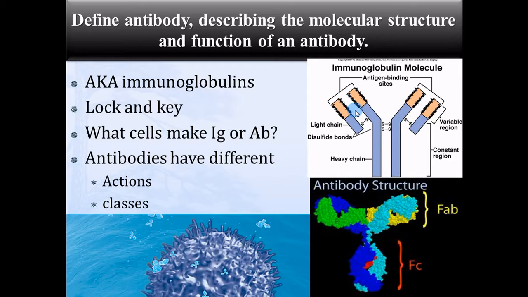Right? And then you want to remember what cells make it. What are the types of cells that make antibodies? They're B cells. And when they're producing them in high amounts, they're called a plasma cell. So if they're an activated B cell, it's called a plasma cell. And then the last thing here is the antibodies have different actions, or we call them classes. So there's more than one type of antibody. When you look at the structure, you can see it looks kind of like a Y shape. And we'll describe what it means to be the FAB and FC part. Here's a cell, and you can see the antibodies surrounding the cell.